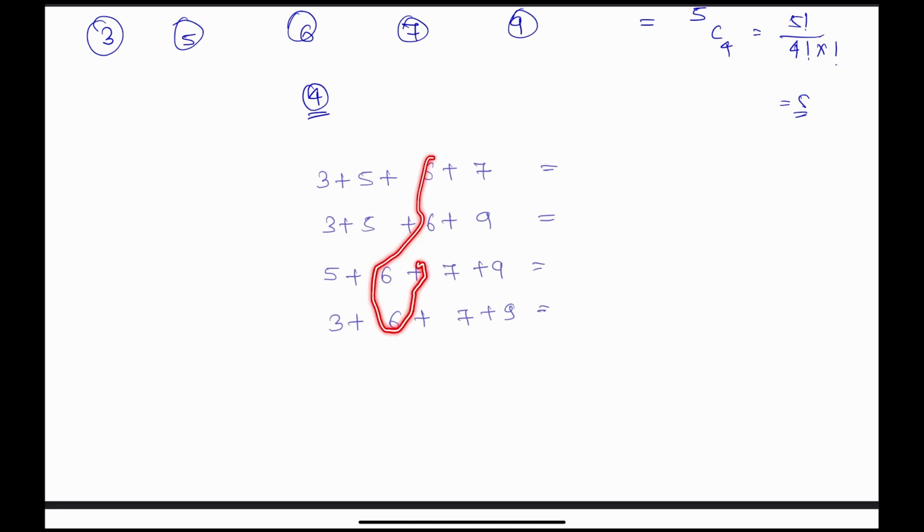In the first group 3 is there, in the third group 3 is there, so one more is missing. 6 is in all the groups so far. We have 5 numbers, so we can choose them in such a way that 6 is not there: 3 plus 5 plus 7 plus 9. So these are the only 5 possibilities.